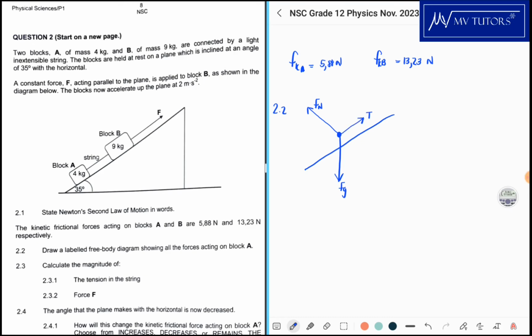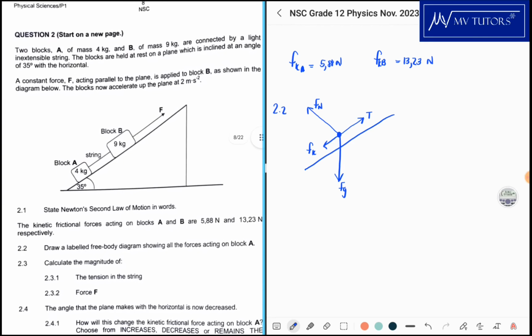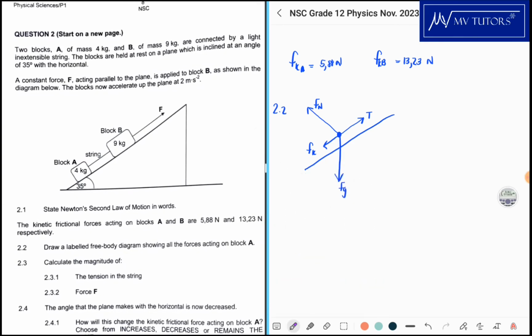But also, since the force is going upwards, we're expecting the frictional force to actually go down, right? Because friction always opposes motion. Okay, and how many marks? Normally, the mark allocation tells you how many forces you should have. If you wanted to put in the components of your gravitational force, you could have.